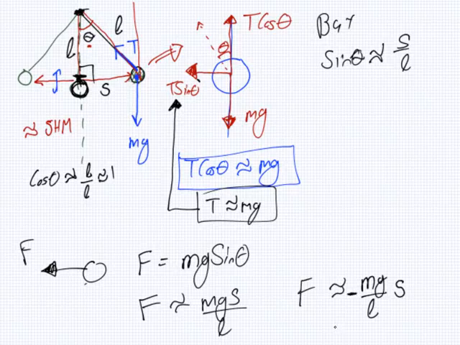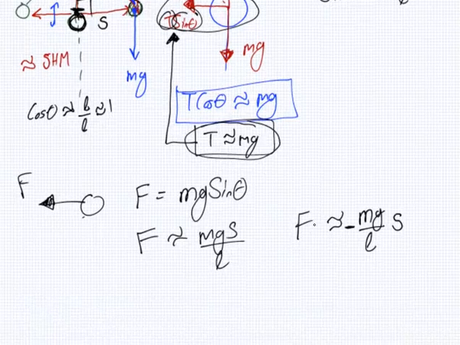Now it's F equals T sine theta. But what did I say T is? Roughly mg. So, mg sine theta.